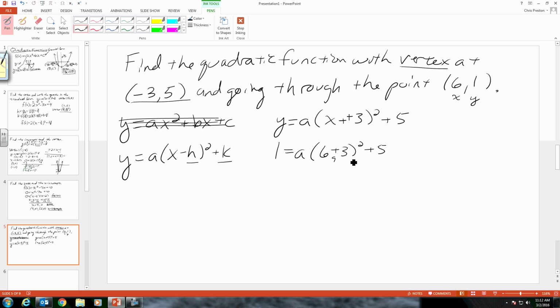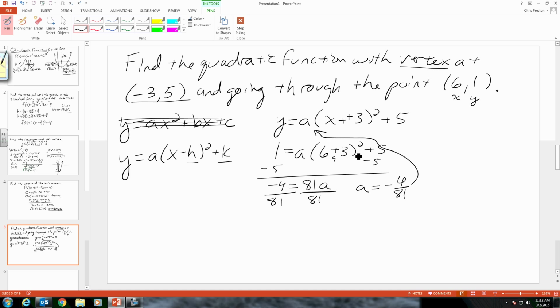What's this? It's 9. Let's try to get a by itself. So I'm going to get rid of that 5. So -4 equals, we said this is 9 squared is 81. So this is 81a. Divide both sides by 81. And you get a is -4 over 81. Now don't stop there. Remember, we're looking to plug this in to the equation. So this is going to be y equals -4 over 81, x plus 3 squared plus 5.